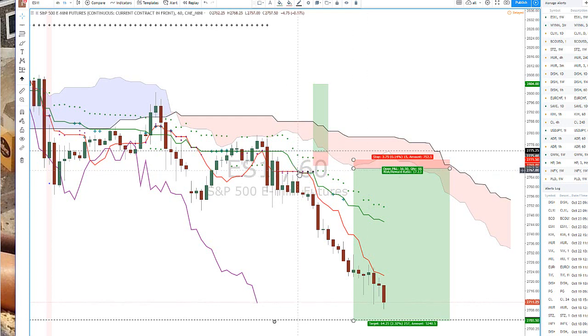So we're looking to enter here, and our stop would be just a buffer above that green line right there. So you're looking at around a 4 tick stop right there, okay?